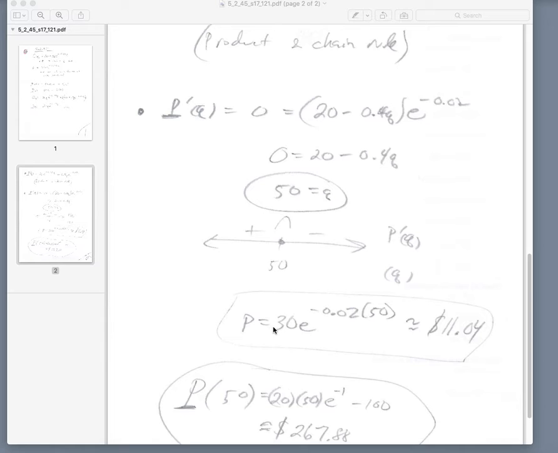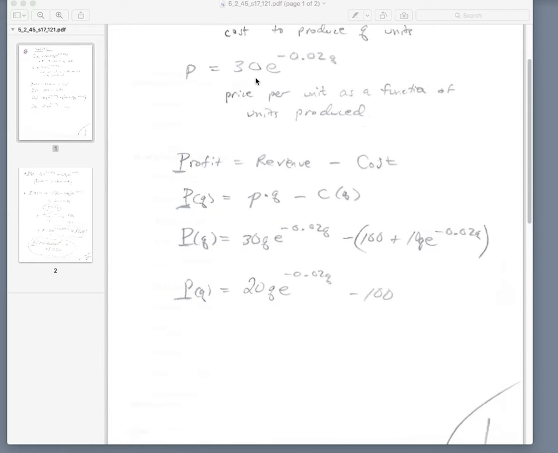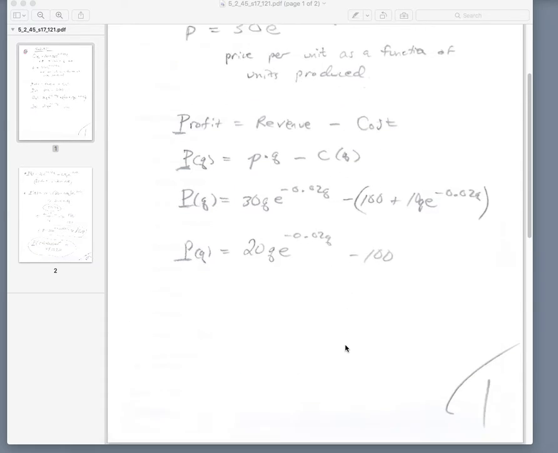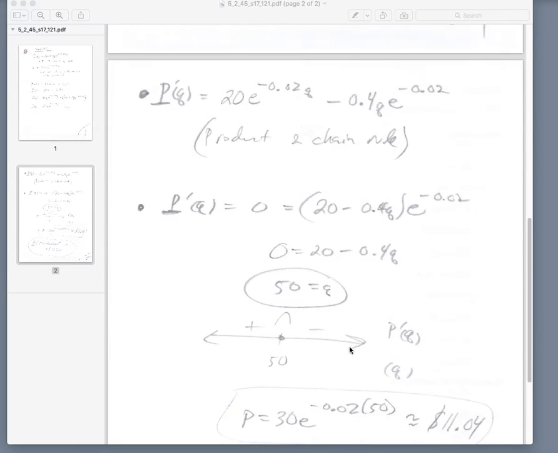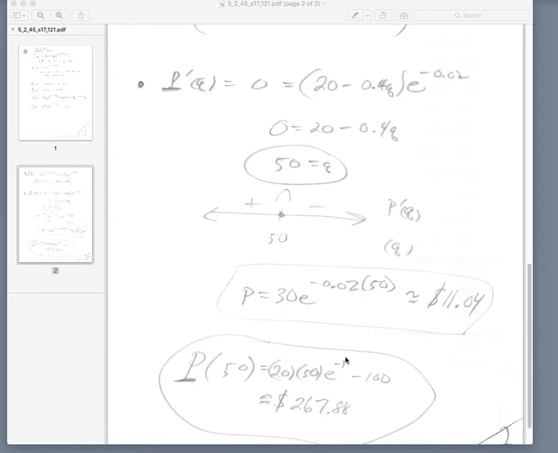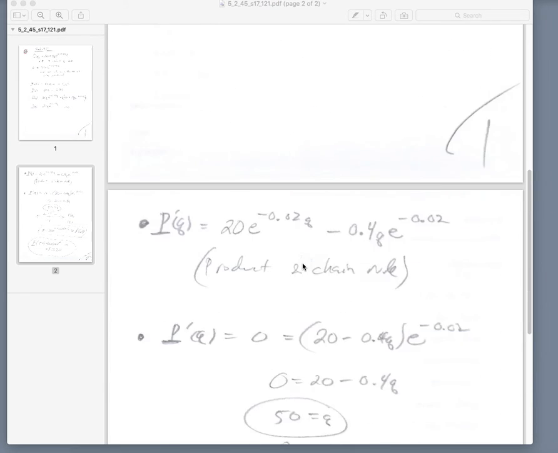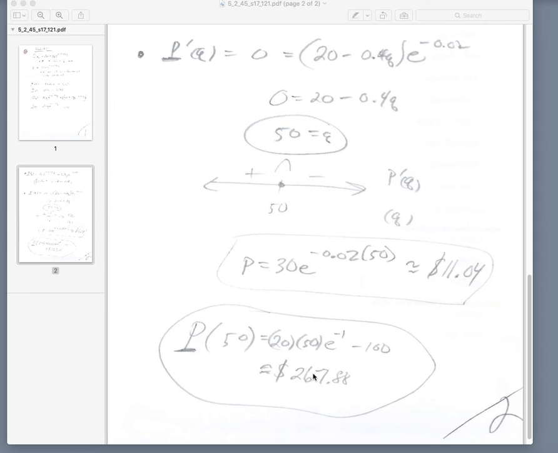The price per unit, if I plug it back into the demand equation, this one here, when you just plug in Q equals 50, you end up with 30e to the minus 1, which is about $11.04 a unit. And then the actual profit for producing 50 units, we just plug it back into the original profit function, by the way, not P prime, but the original profit function, this one here, and we come up with a profit of approximately $267.88.